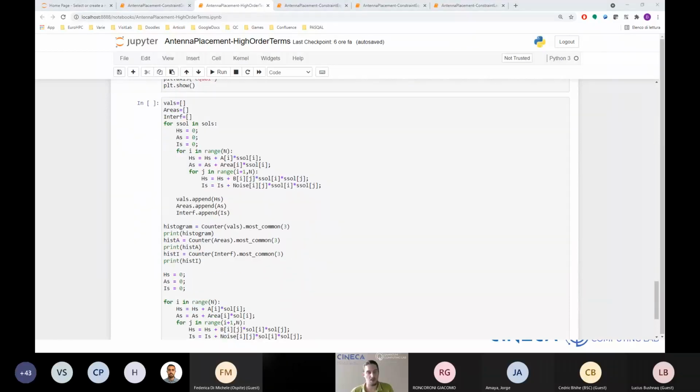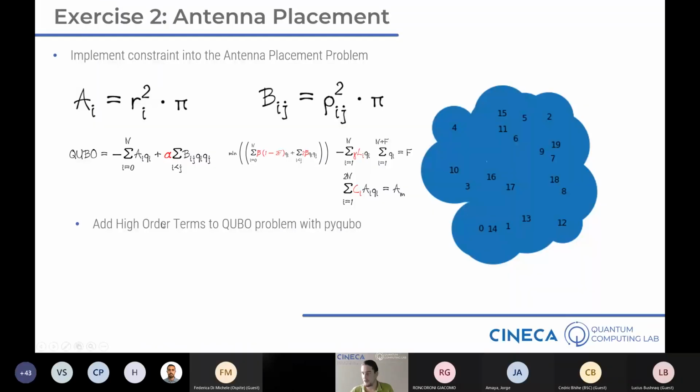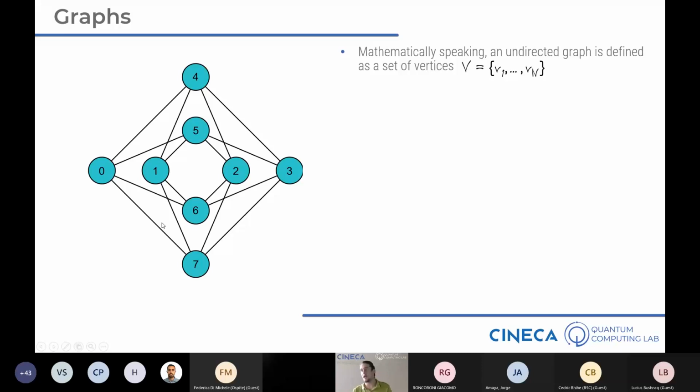Let me show you another thing. Now, speaking about graphs and embedding. Mathematically speaking, we know that an undirected graph is defined as a set of vertices and edges. These vertices, or nodes, are the points of the graph that are connected with edges, which are a subset of V times V.